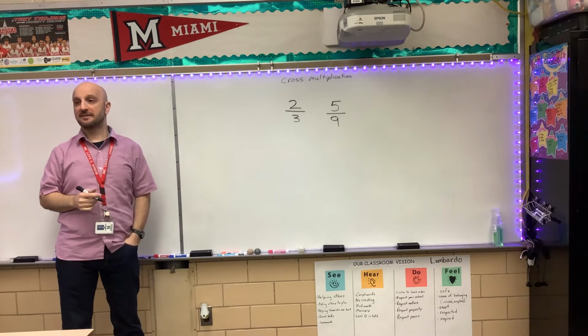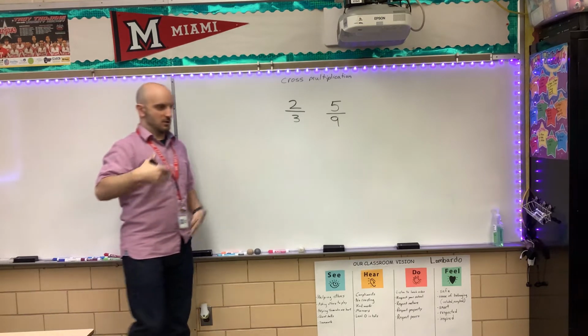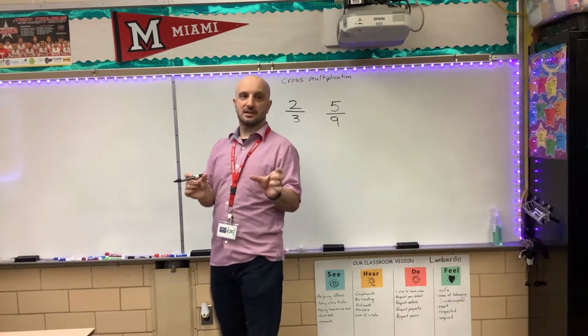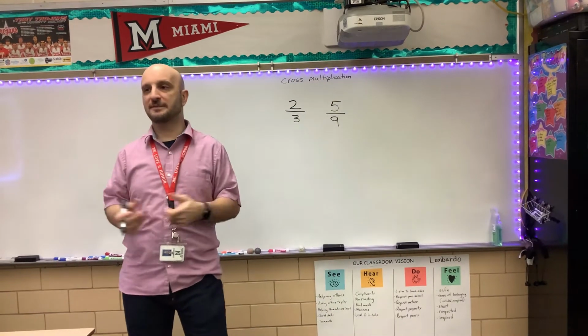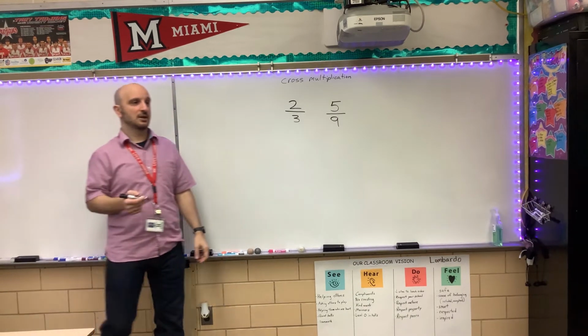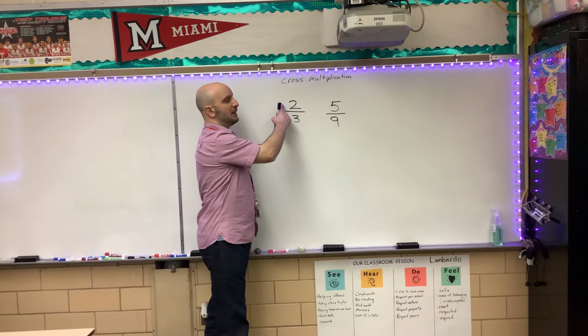Two-thirds or 5/9. Those of you who have your iPads out, you could build these and compare them. That's fine. But I want to show you how to do it using cross multiplication. So try this out. We start with the upper left.